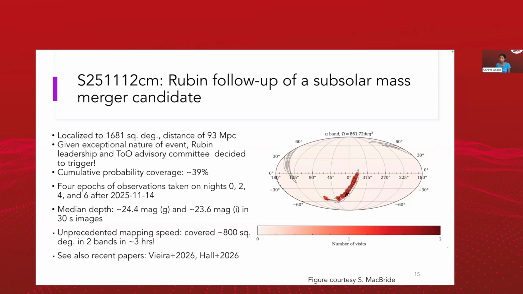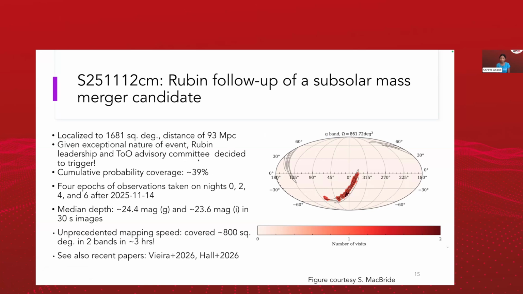This changed with our subsequent follow-up of this subsolar mass merger candidate, S251112CM. This was localized to 1681 square degrees. So in contrast to the previous event, this is extremely poorly localized, at least from the Rubin perspective, but it's much closer in terms of distance.